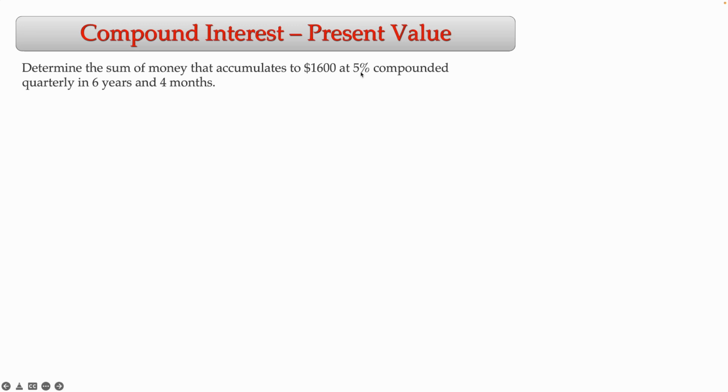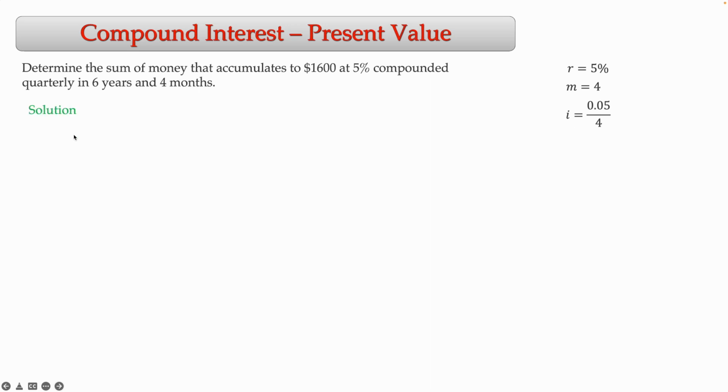The nominal rate of interest is 5%, so I'm going to type R equal 5%. That is compounded quarterly, so M equal 4. And also, we know that i will be 0.05 divided by 4. So the periodic rate of interest will be 0.05 divided by 4.